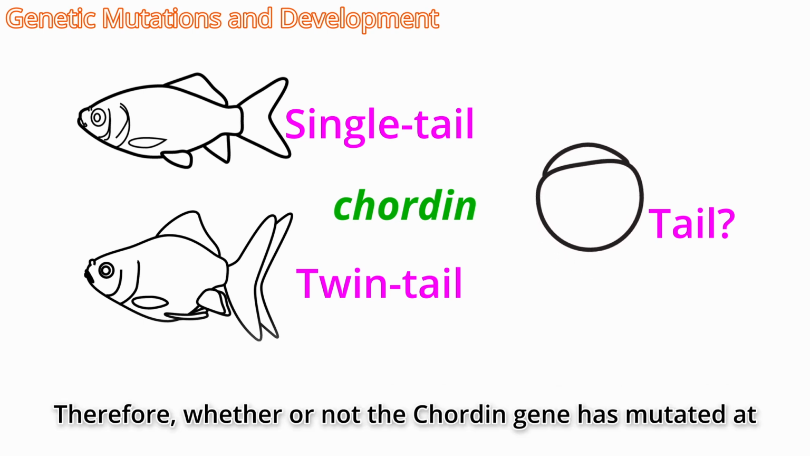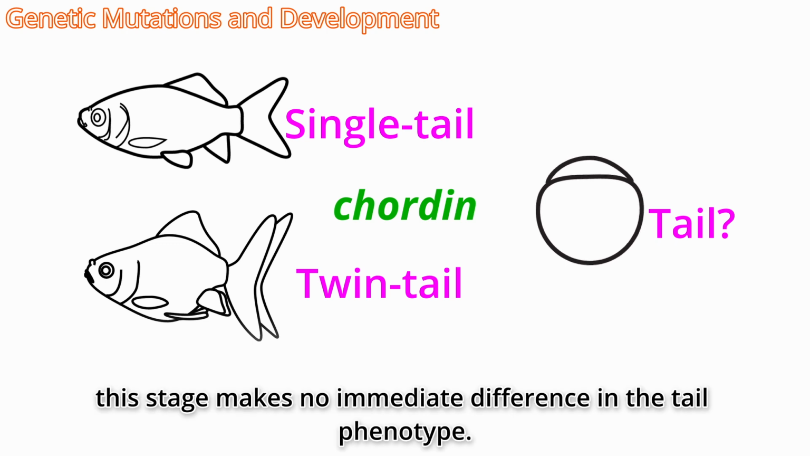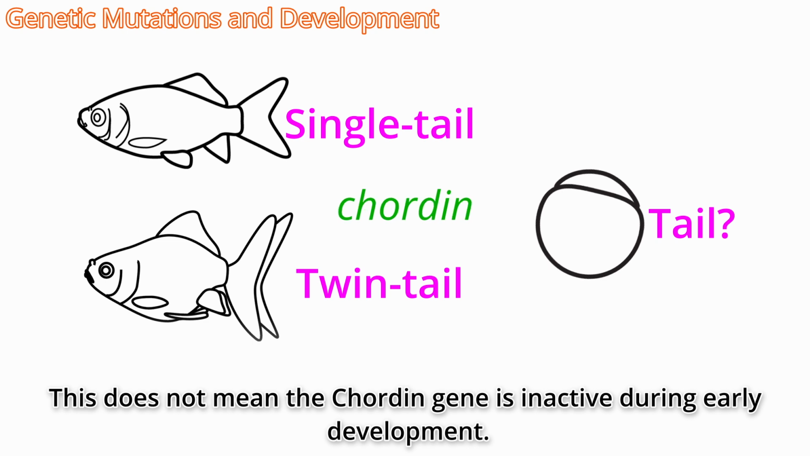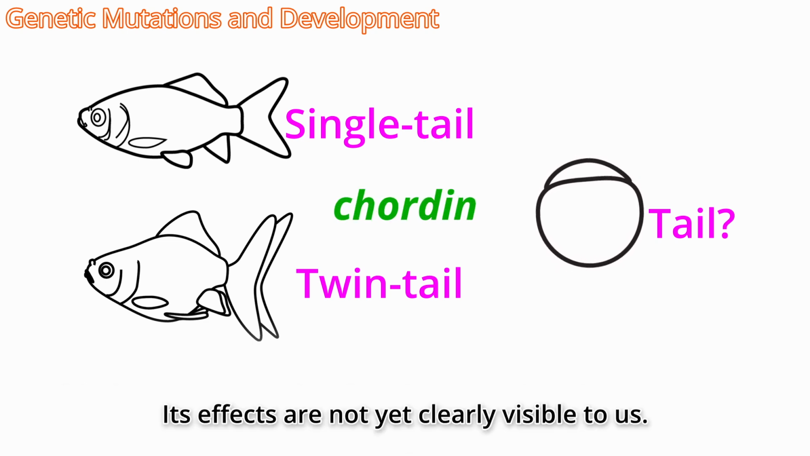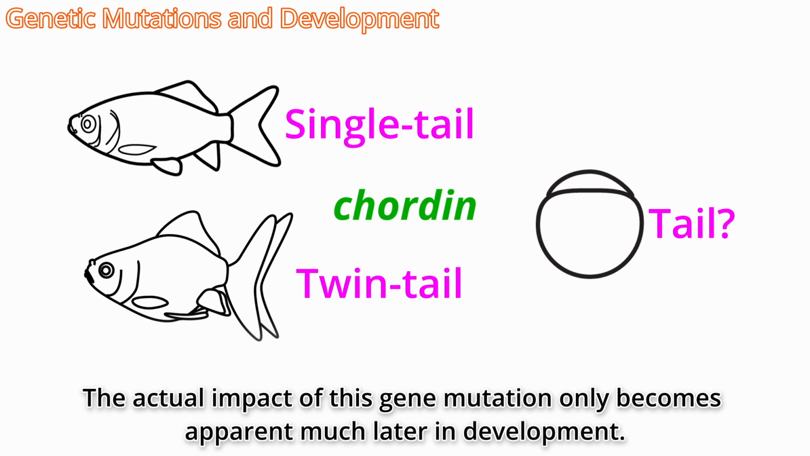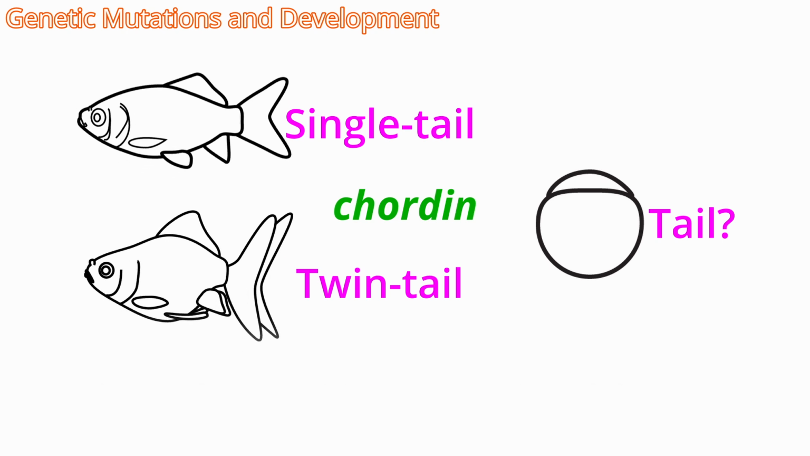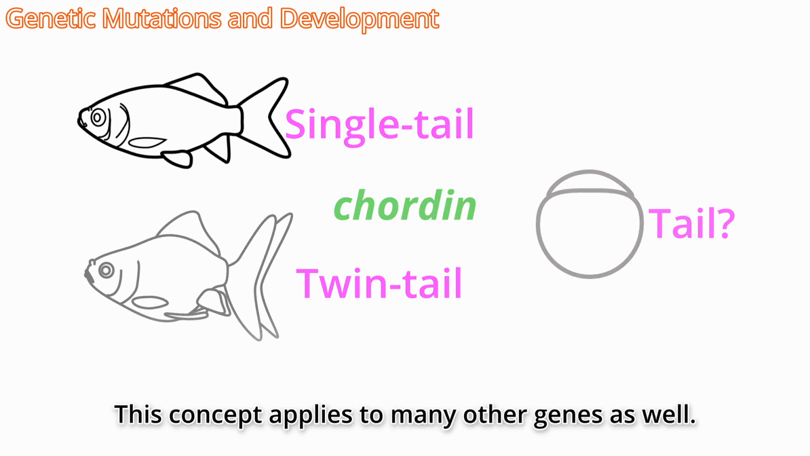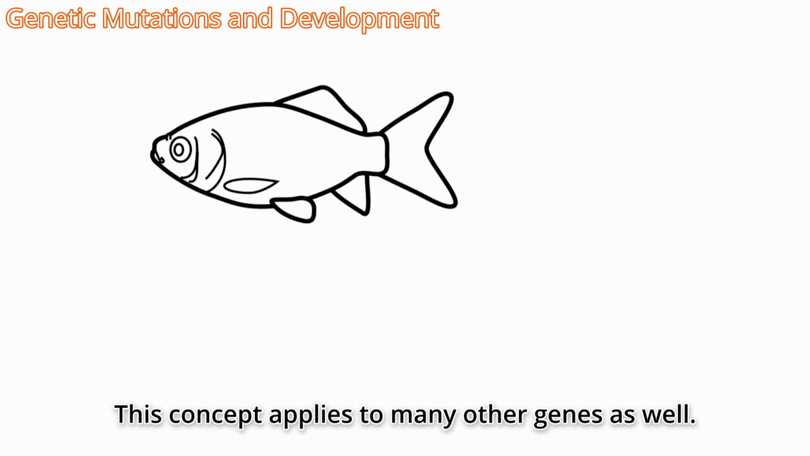Therefore, whether or not the coding gene has mutated at this stage makes no immediate difference in the tail phenotype. This does not mean the coding gene is inactive during early development. Its effects are not yet clearly visible to us. The actual impact of this gene mutation only becomes apparent much later in development. This concept applies to many other genes as well.